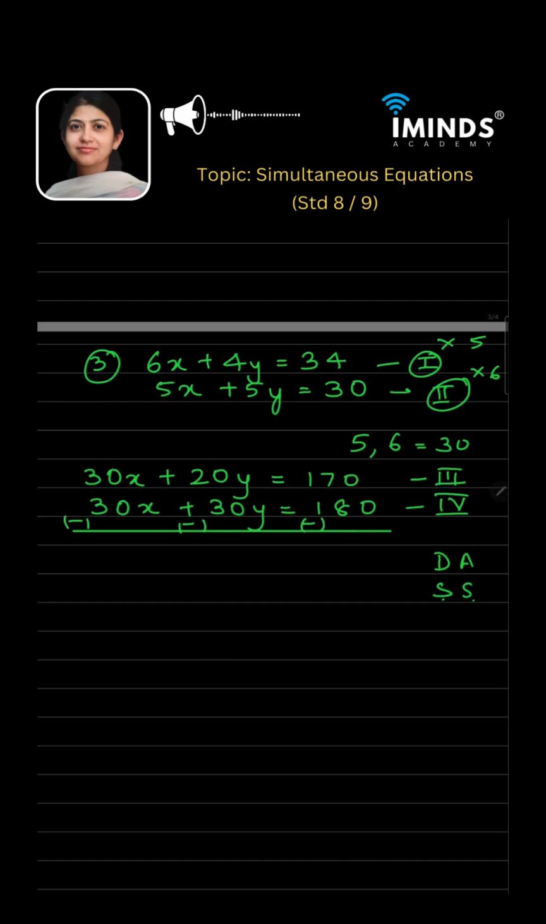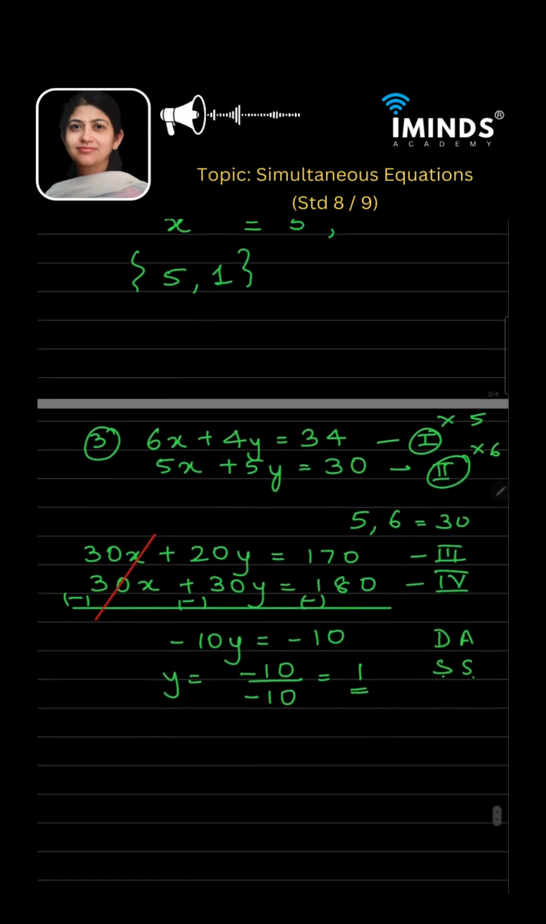Now what will happen? 30x minus 30x will become 0. It will get eliminated. What about others? 20y minus 30y, it will be minus 10y. 170 minus 180, minus 10. Correct? So now y is equal to minus 10 divided by minus 10. That will be equal to 1. So we have got value of y.